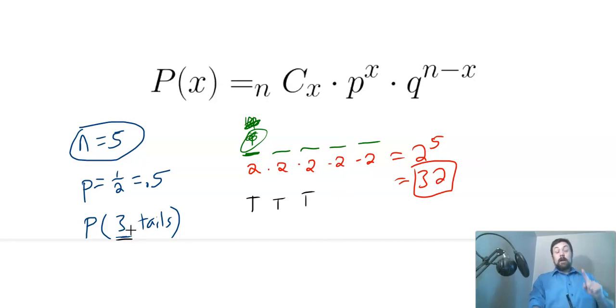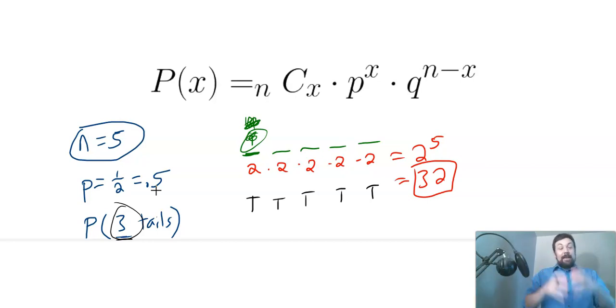And that's it. Now, because we're talking about exactly 3. So if I got tails again and tails again, let's say I got all 5 tails. You might say, well, you got 3 tails, but you got 5 tails in this case. That doesn't match this description. This is asking the probability of getting exactly 3 tails.